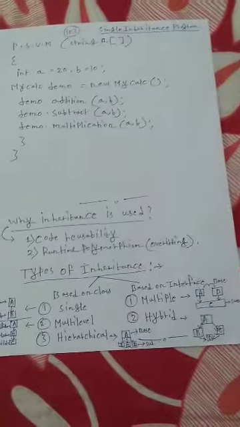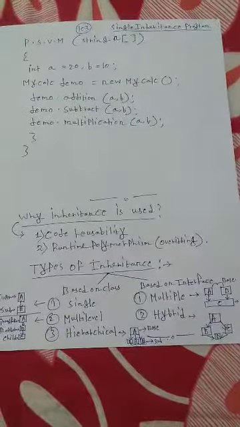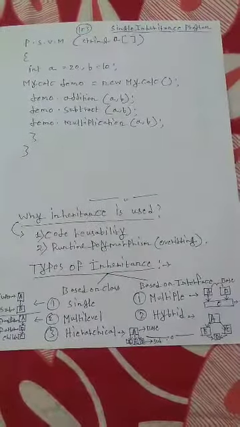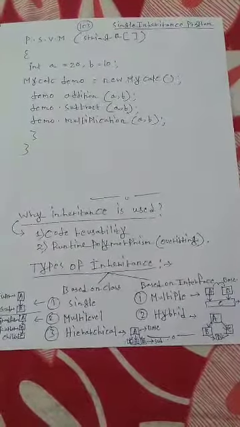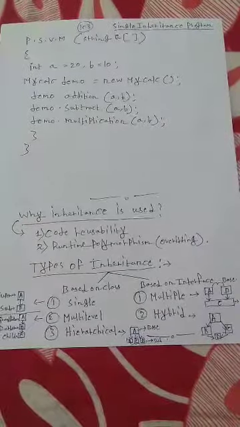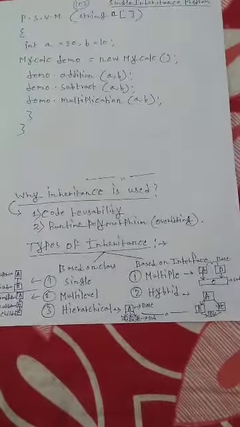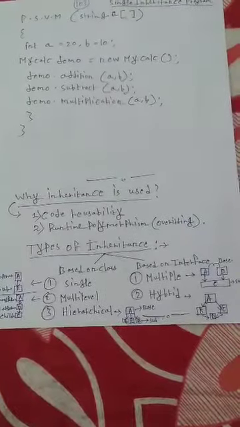Java inheritance is mainly used for code reusability. Code can be reused, and runtime polymorphism can be done in inheritance. Overriding can be done in Java by inheritance.